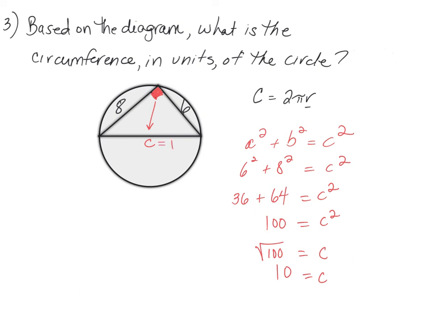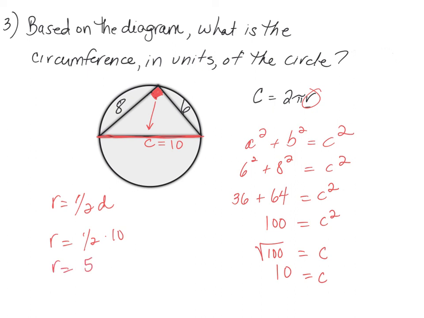So that gives me the diameter. The hypotenuse of the right triangle is the diameter of the circle. But I need the radius of the circle to solve for my circumference. And that's when we need to remember that the radius is half the diameter. So my radius is half of 10, so my radius is 5.